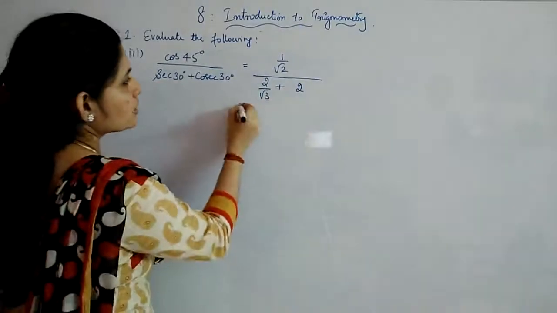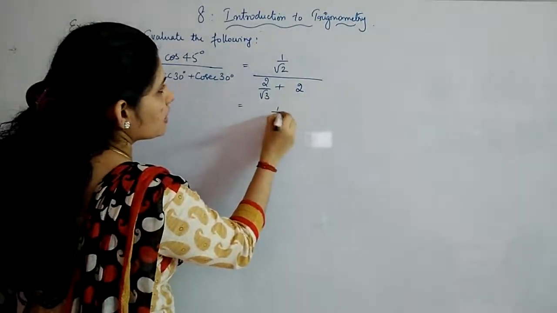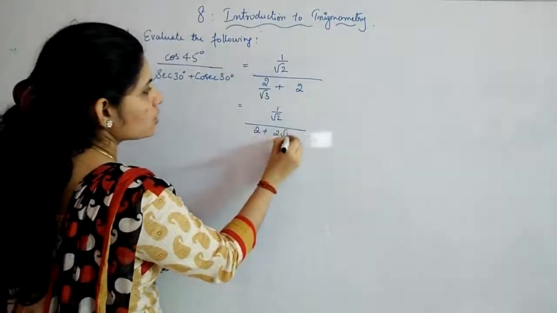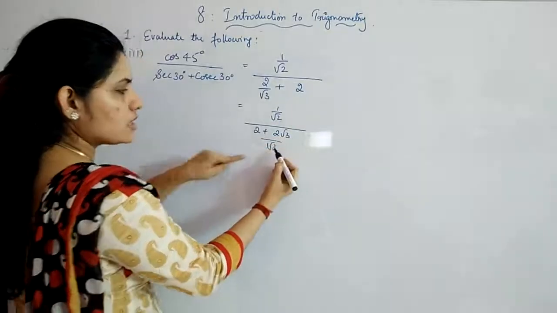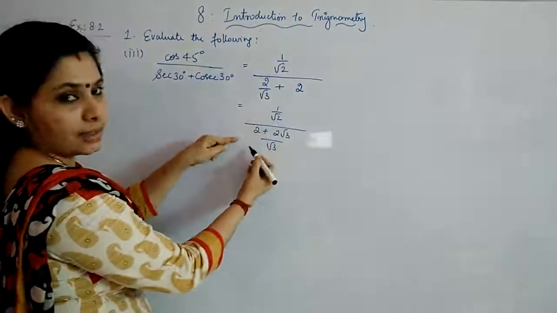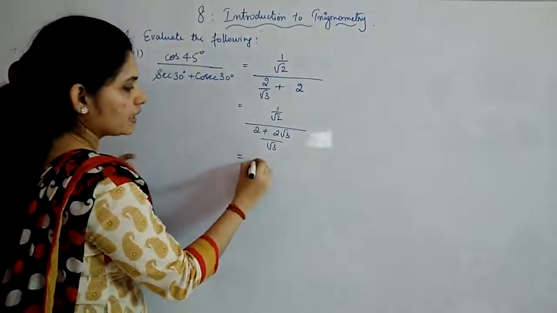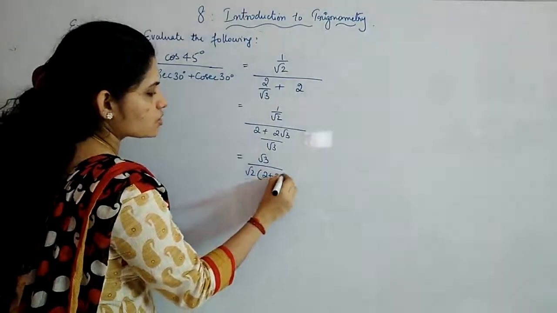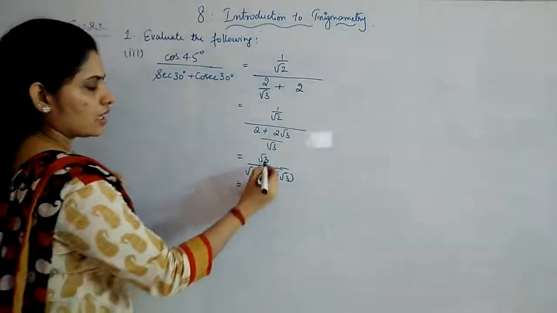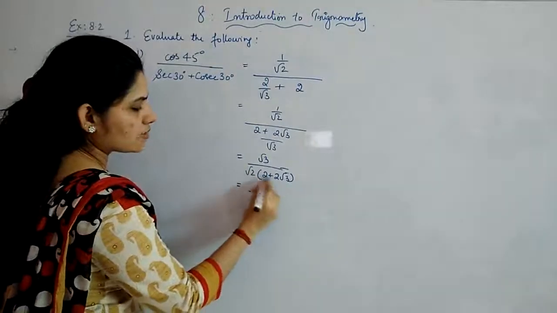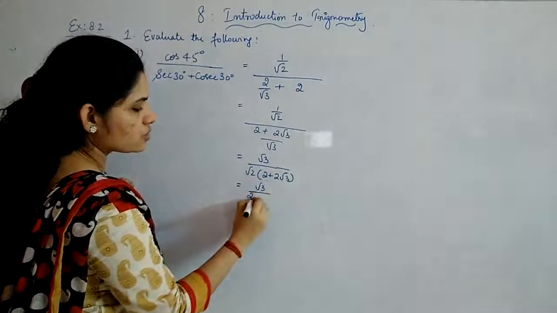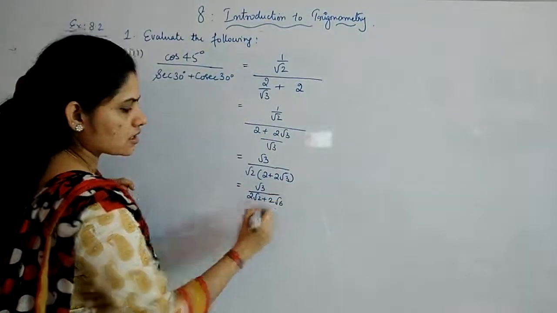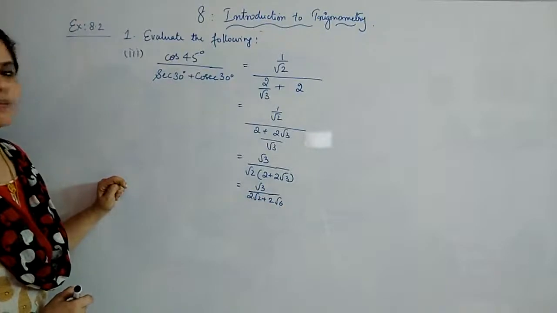Now you have to just take the LCM. Here you are getting 1 by root 2. In the denominator you will have 2 plus 2 root 3 divided by root 3. Now this root 3 will go up and root 2 will come down. This will give you root 3 divided by root 2 into 2 plus 2 root 3. Now we are just multiplying the denominator terms, so that you will get 2 root 2 plus 2 root 2 into root 3, which is root 6. So it is now root 3 by 2 root 2 plus 2 root 6.